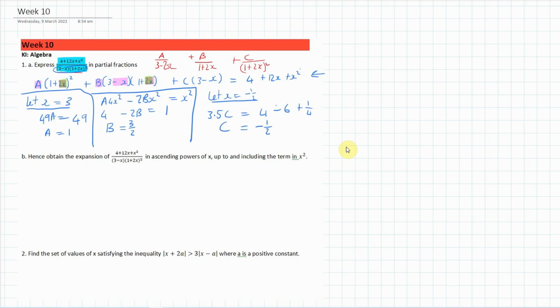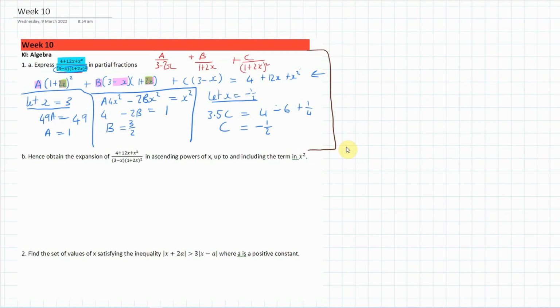So that's the first one. That was a little bit of a tricky partial fractions one. Now we've got to obtain an expansion. For this, I'm going to change the colour of pens so you can see what I'm doing, because I'm going to need more space.